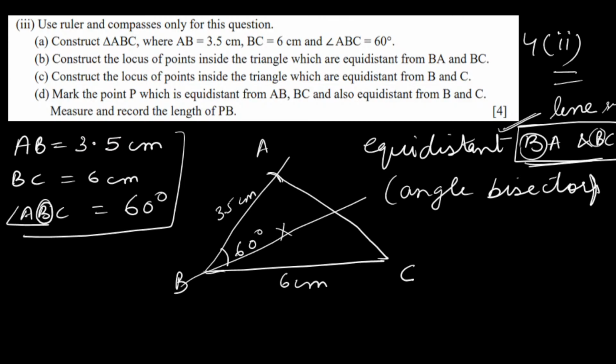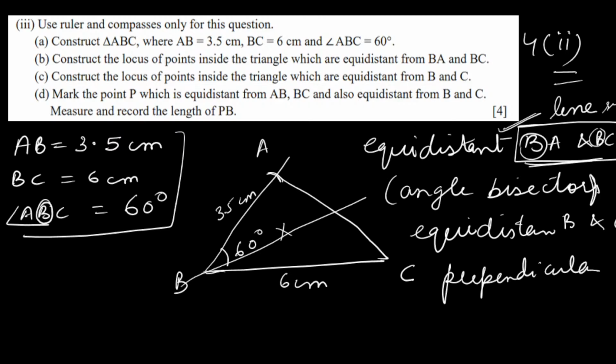Then they mention here, construct the locus of the point equidistant from B and C. Equidistant from two points, B and C are two points. That time we will draw the perpendicular bisector. Here we have to draw the perpendicular bisector of BC. Now they are telling us to mark the point P which is equidistant from AB, BC and also from the other, so their point of intersection is that point P. Okay, so this is what we are going to do.